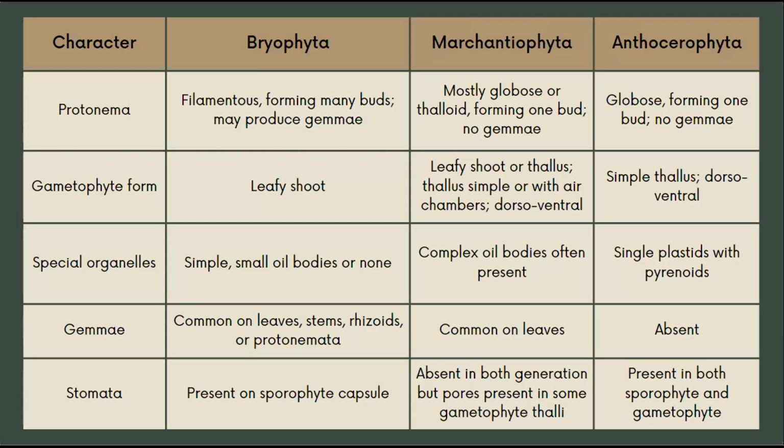On the fourth character, we have gemma. So to repeat again, a gemma, or gemmae for plural, is a single cell, or mass of cells, or a modified bud of tissue that detaches from the parent and develops into a new individual. This type is a form of asexual reproduction, also referred to as fragmentation. So for phylum Bryophyta, they are common on leaves, stems, rhizoids, or the protonemata. For Marchantiophyta, they are common on leaves, while it is absent in Anthocerophyta.